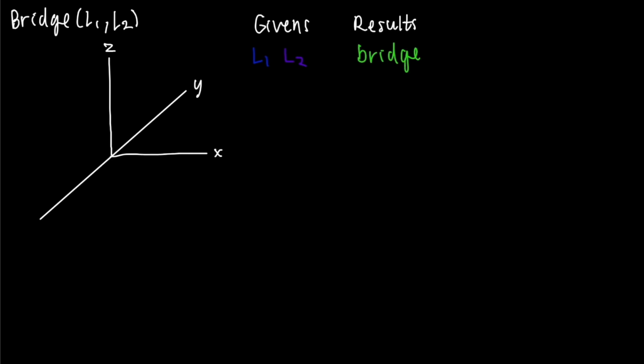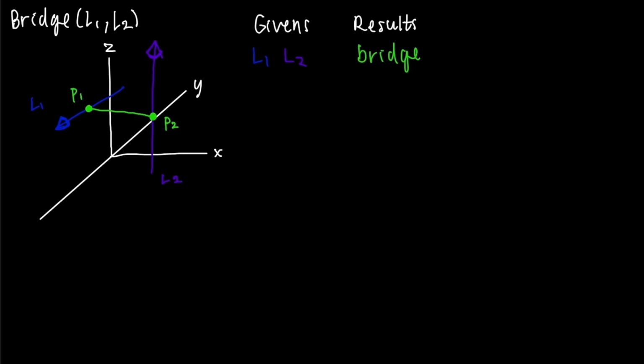Let's quickly visualize these lines. We'll say L1 goes this way and L2 goes that way. So the bridge will look kind of like this. It's a line segment constructed by the 2 points on the lines that are closest to each other. We'll call these 2 points P1 and P2. This is what we're really looking for. How are we going to go about this?